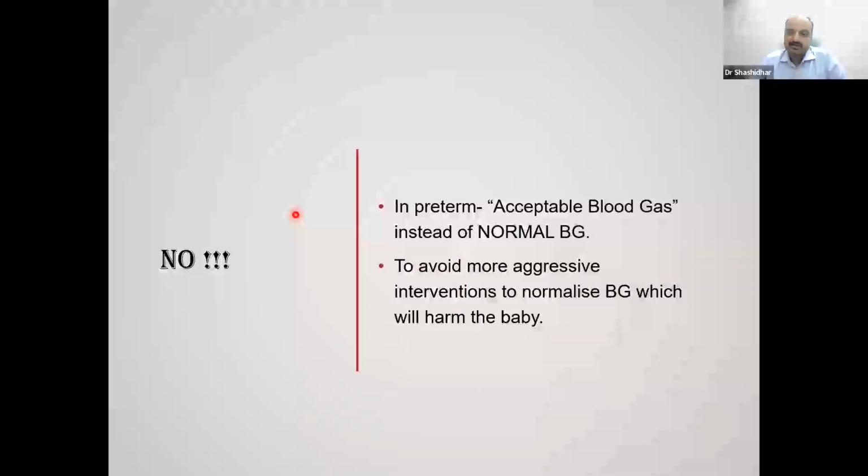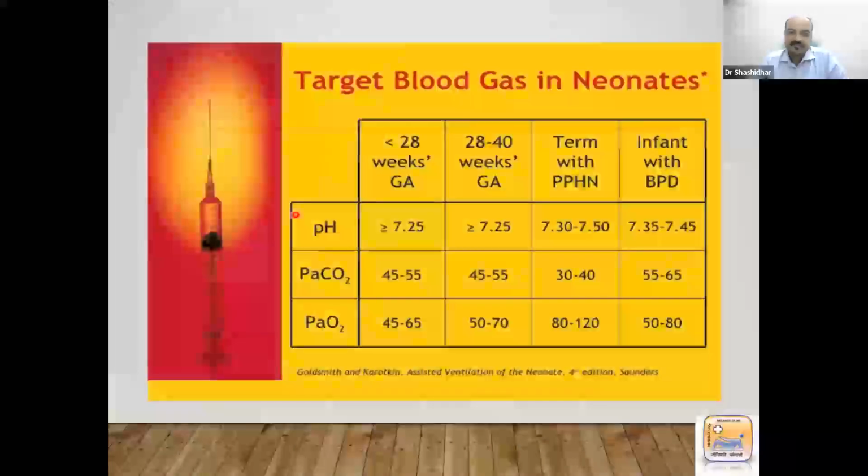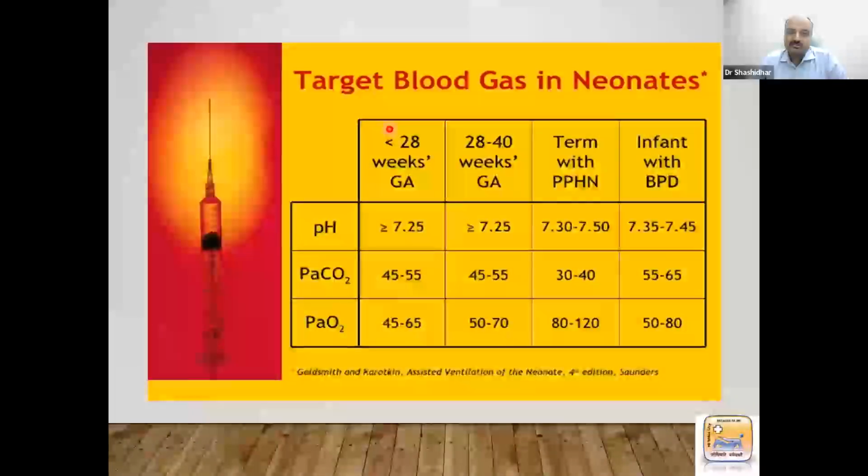If you do aggressive intervention just to make the pH 7.35 to 7.45, you would be causing harm to the baby. One instance: if the baby, like we had in the case presentation, was less than 28 weeks gestation, you need to aim for a pH which is anyway more than 7.25. PCO2 45 to 55 would be acceptable. PO2 would be acceptable even 40 to 60. So we don't need to do anything if the baby's blood gas is within this range.